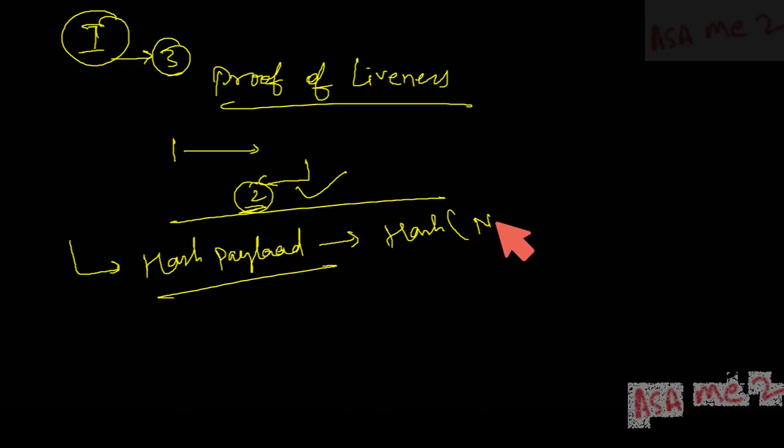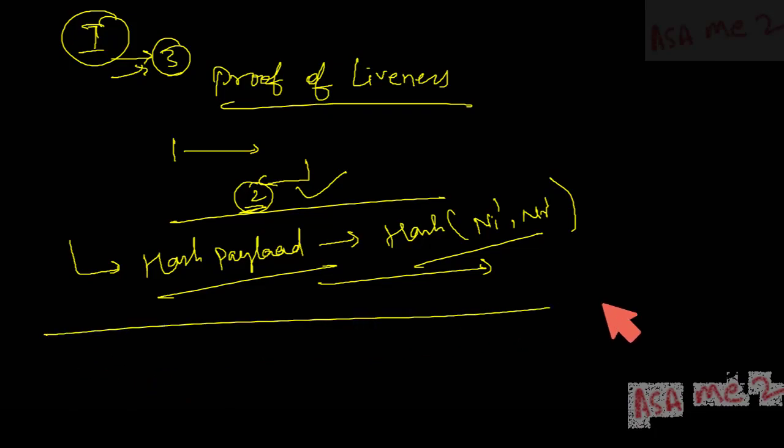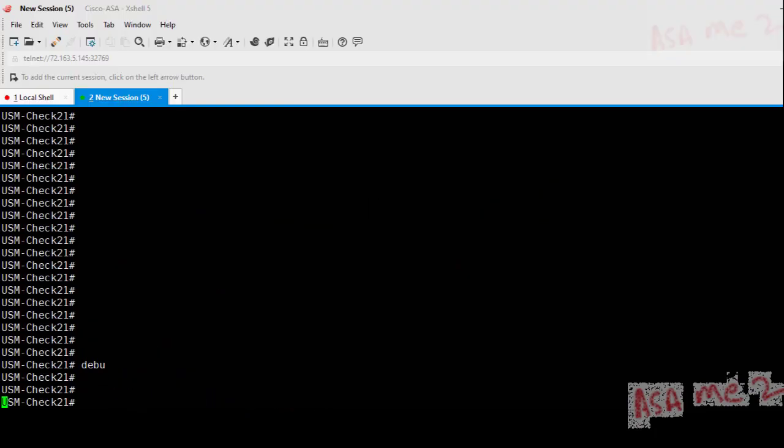This will be a hash of the new initiator nonce value and new responder nonce value. Once that packet is sent, there is nothing else required from either the initiator or responder. So once it has been sent from the initiator, the tunnel comes up. The initiator does not wait for any confirmation. The tunnel comes up. So let me show you some debugs.